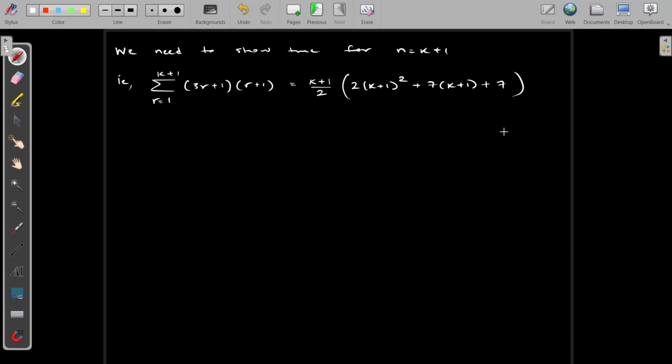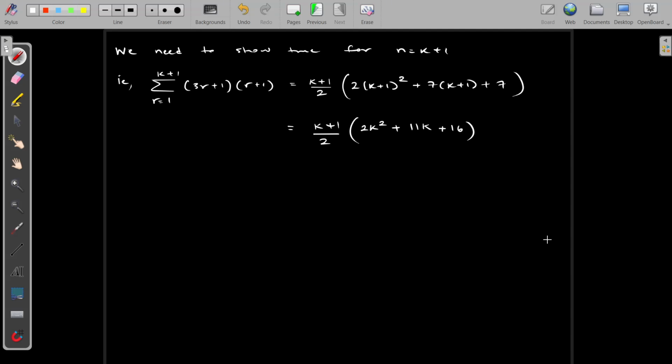Alright, so this time we won't make the mistake of not expanding in the bracket. So let's expand the bracket first. So we have k plus 1 over 2. Inside our bracket here, that's 2k squared plus 2k times 2, so that's 4k plus 7k, that's 11k. 2 plus 7, that's 9 plus 7, that's 16. So that's what we got inside our bracket.